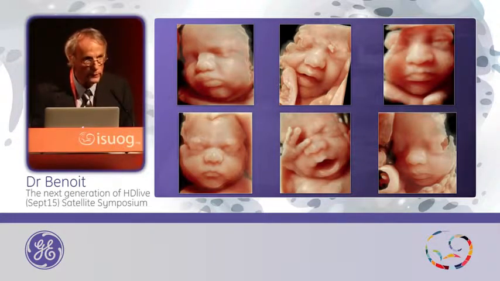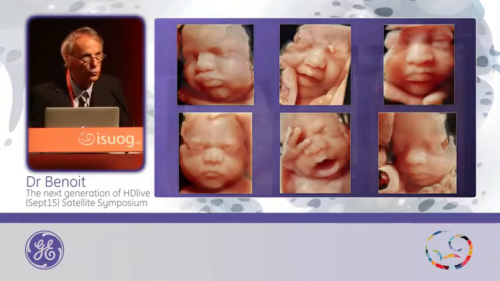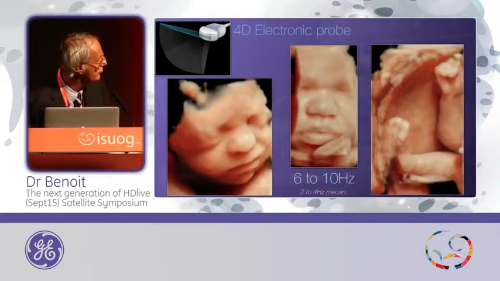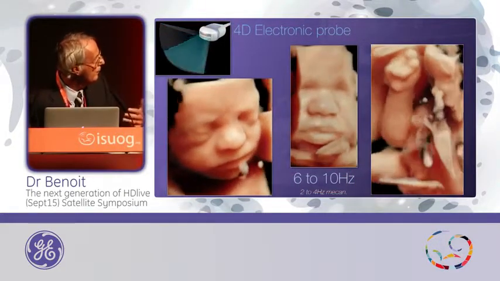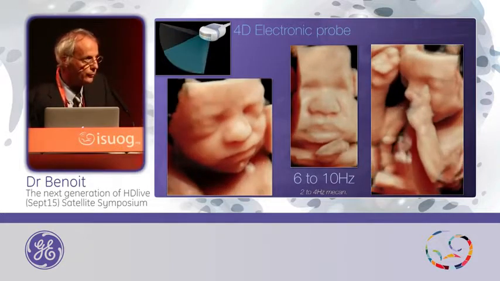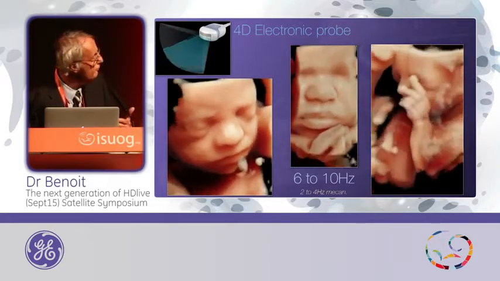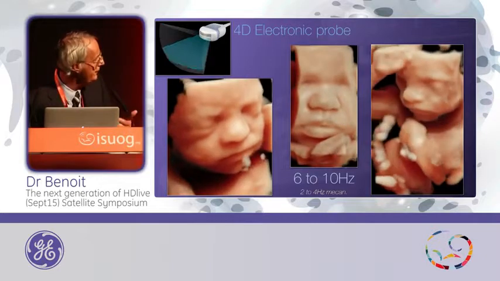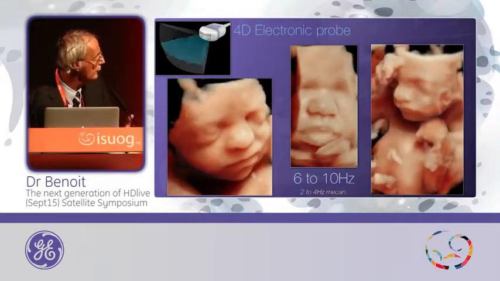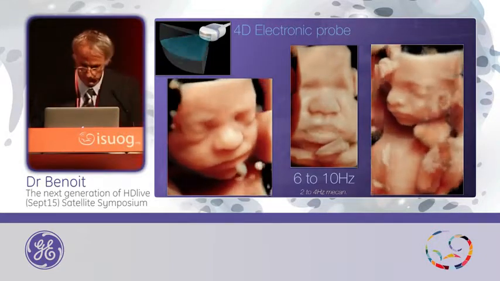And this you can use in real time, especially with a new probe, because with this electronic probe, we can move from 6 to 10 frames per second, where it was possible to have only 2 to 4 frames per second with a mechanical probe.